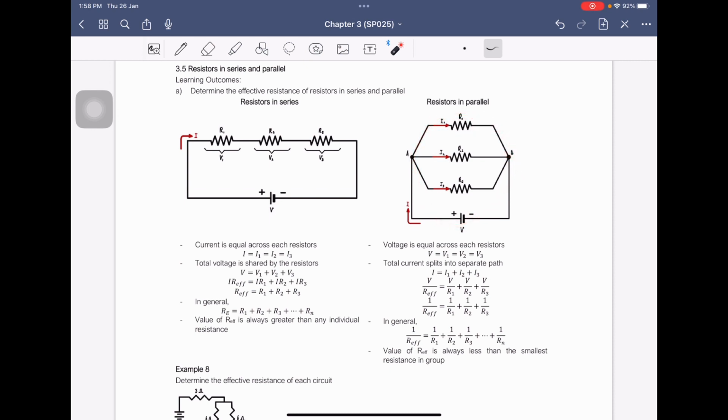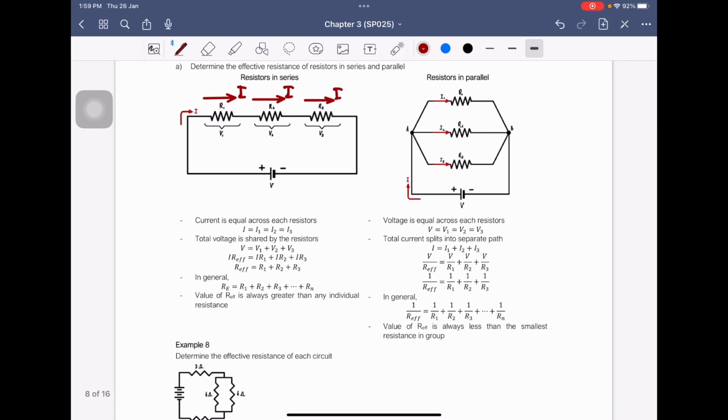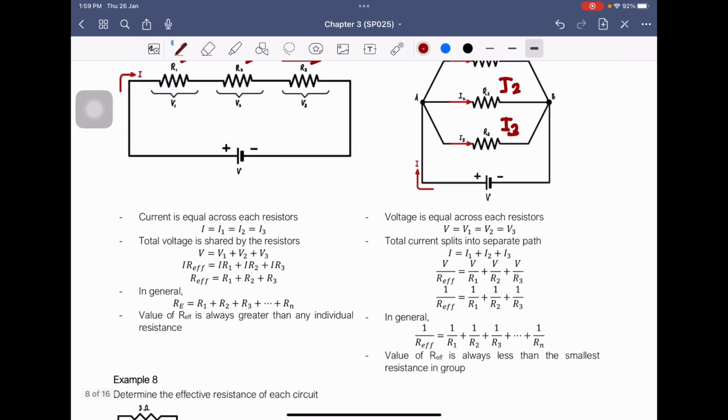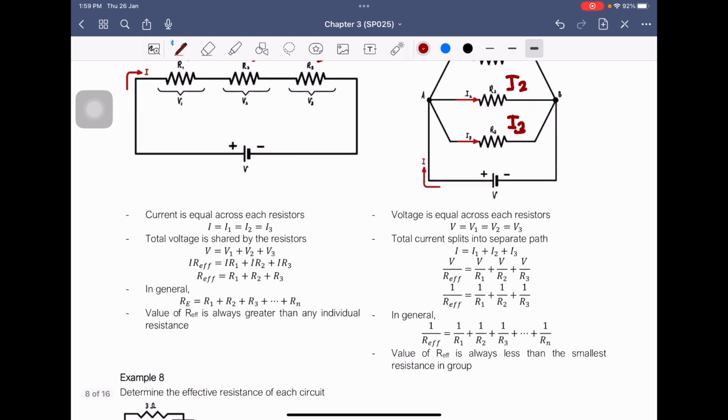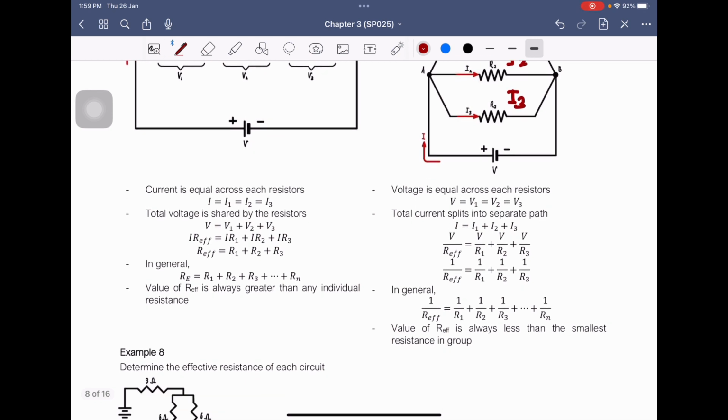So if you see the drawing of the current, we know that the current will be the same across all resistors. Okay, so the current is equal across each resistor, but for a parallel circuit it is not equal. So this is I1, this is I2, this is I3. Okay, can you see the diagram? Never mind, you can see it.